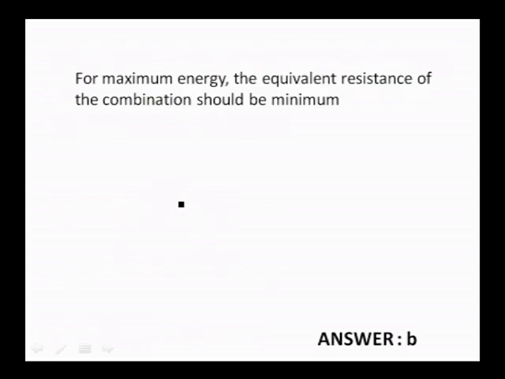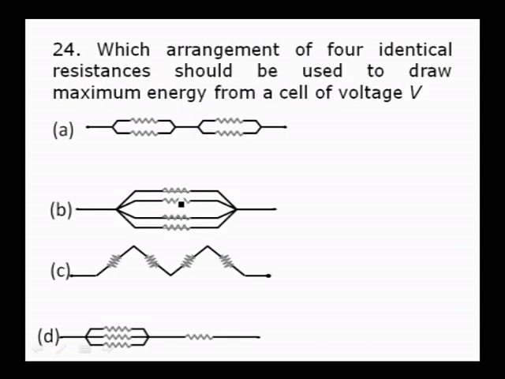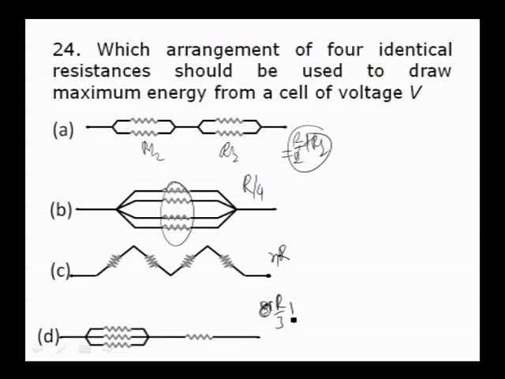Maximum energy means there is a condition. For maximum energy, the equivalent resistance of the combination should be the minimum. See, among the 4 combinations, in which combination are we getting the effective resistance minimum? Here we are getting R by 2, this equivalent is equal to R by 2 plus R by 2, we are getting more. This is equal to, for identical resistors, R by 4. This is equal to 4R. This is equal to 3R by 3 plus R.